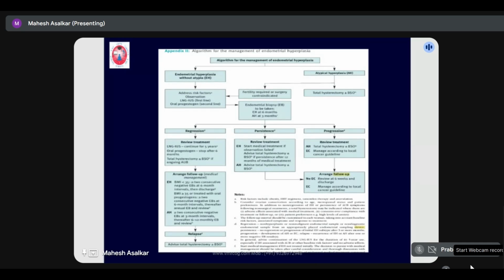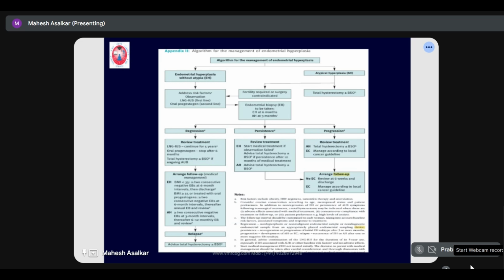Now we will see only the left side, where there is endometrial hyperplasia without atypia. The right side is atypical hyperplasia, which we are not going to discuss today. We are going to discuss only endometrial hyperplasia without atypia. First thing we have to do is address the risk factors which we have seen. If there is obesity or HRT, these risk factors are to be addressed. Then observation is a modality which is available. However, progesterone treatment is preferred. In that, first line is LNG IUS, second line is oral progesterone.